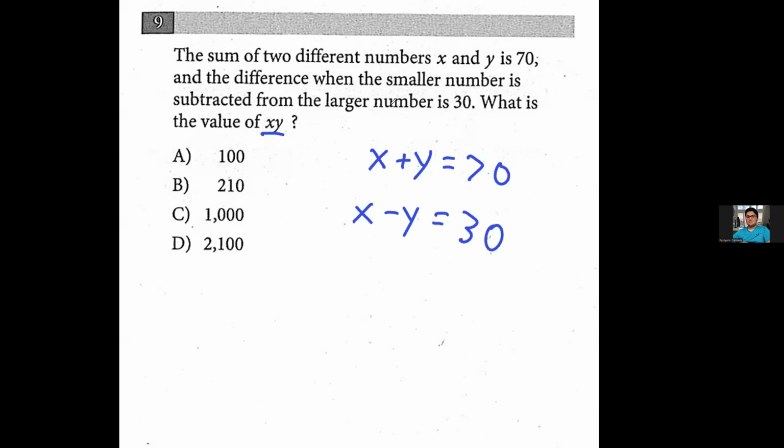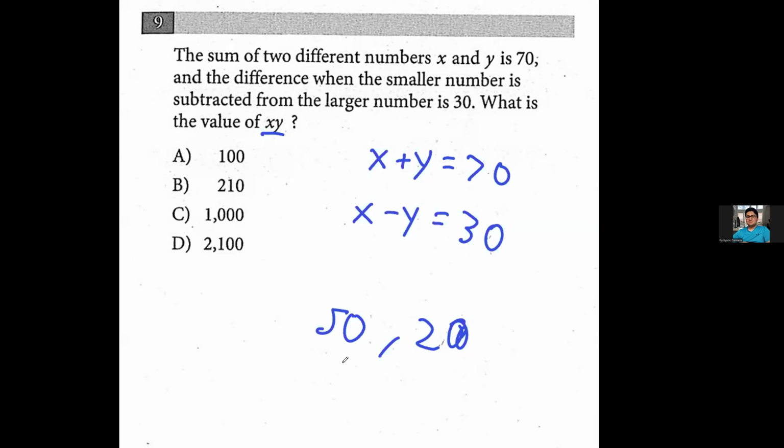Well, in this case, x plus y has to equal 70, so the possible values would be 50 and 20, right? Because 50 plus 20 is 70, and 50 minus 20 is 30. So, I mean, you could also plot these and then find out where the two lines intersect. But 50 and 20 add up to 70, and 50 minus 20 equals 30.